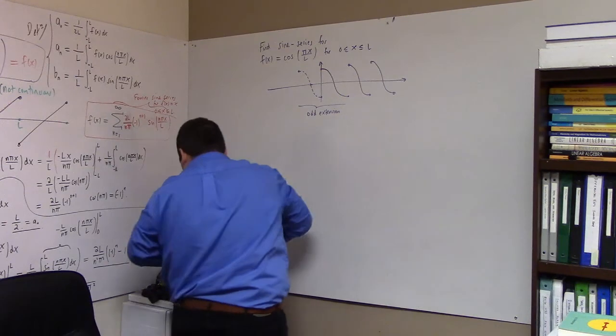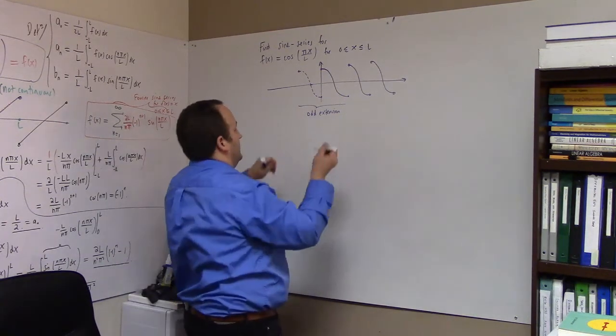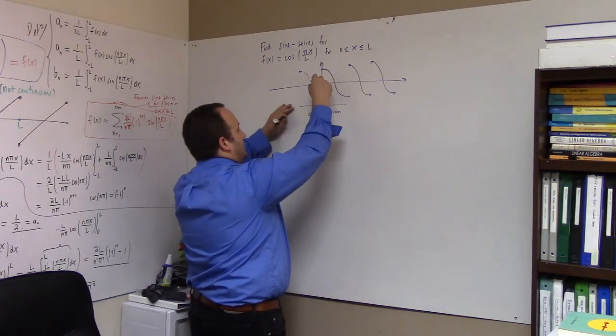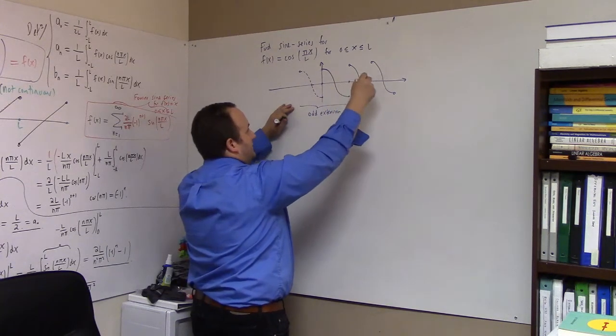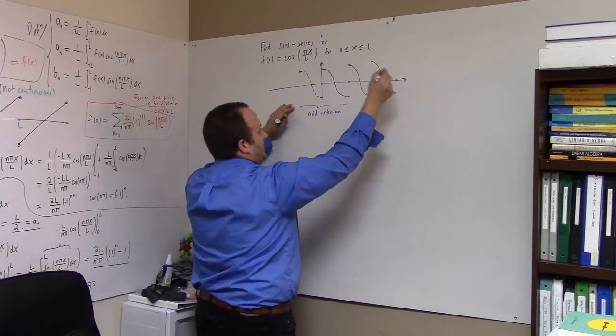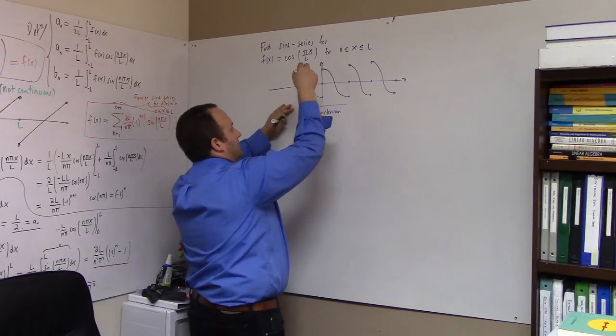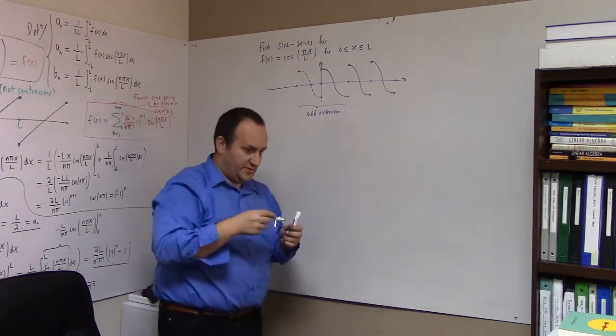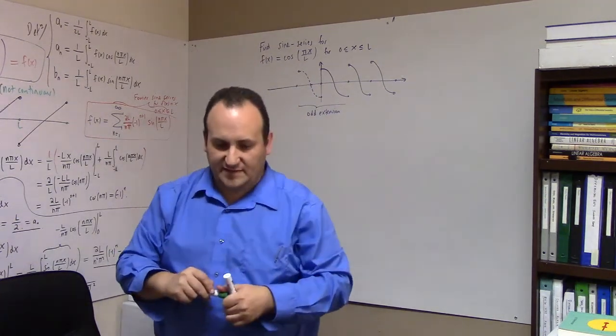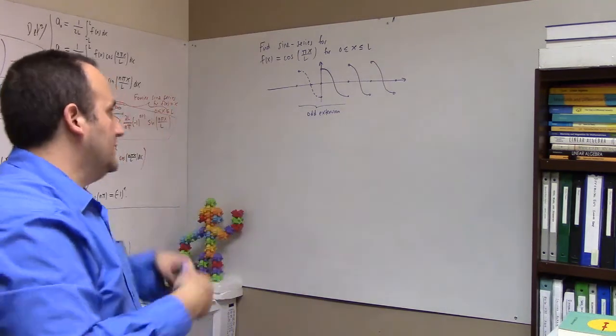But we know what happens because of the jump. Actually, the series is going to converge to this value, and this value, and this value, and so forth and so on, right? But it'll be 0 at the jumps, because that's the average of 1 and minus 1.